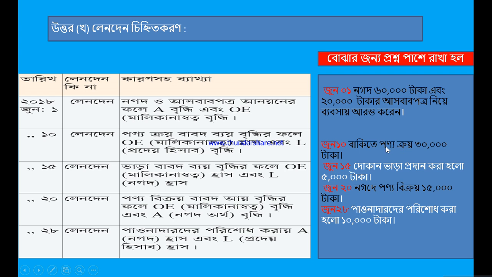Here purchase means expenses, so owner's equity will decrease and liability has increased, as it is not a cash transaction. If it is a cash transaction, then cash, that means assets, will decrease. Okay. On the 15th, provided rent in cash, 5,000 taka. So it is an expense, it will decrease owner's equity, and cash also decreases.